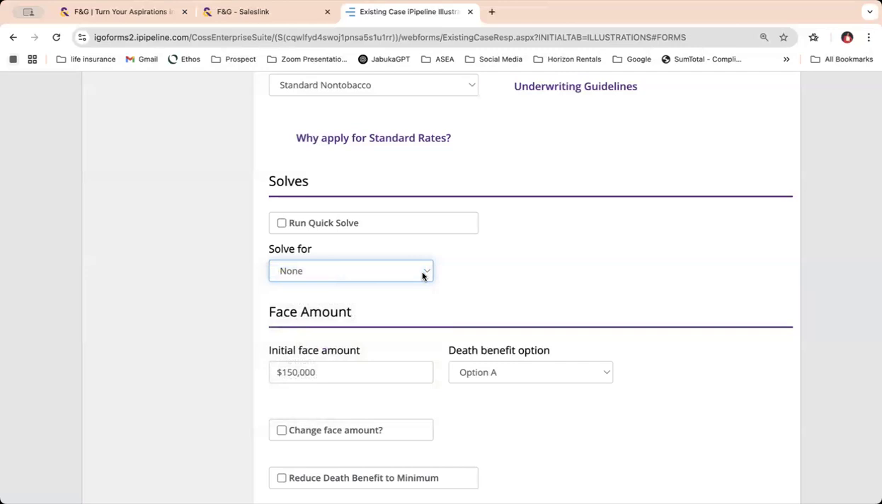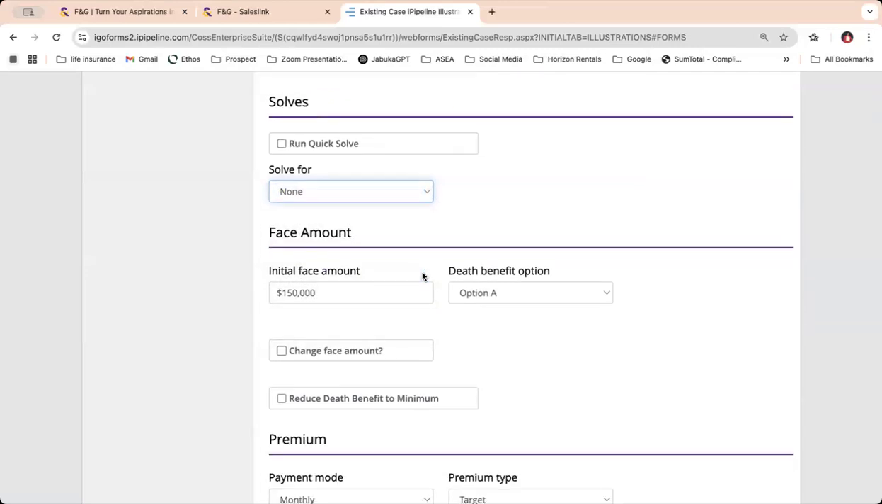So now we go to face amount. What do we do here? That's where we're going to put the face amount, the initial face amount. Wonderful. And for illustration purposes, what is the amount that we put? 1 million. Okay, so 1 million. All right.